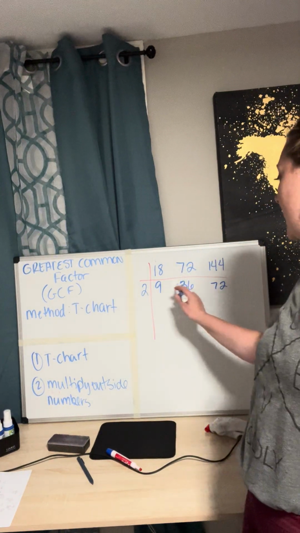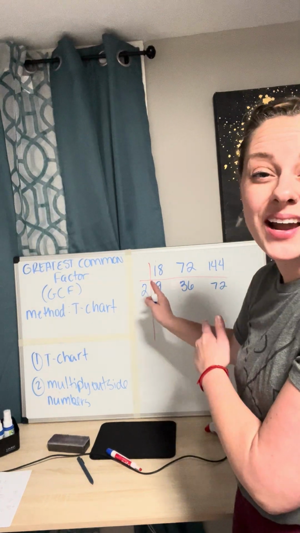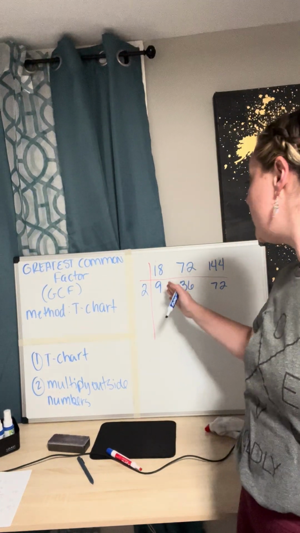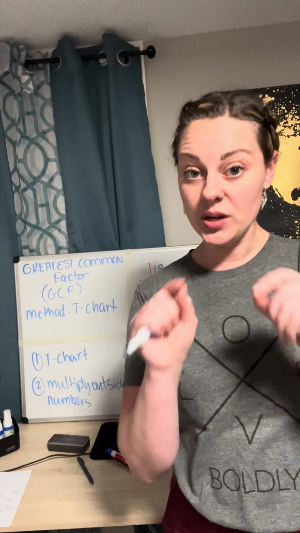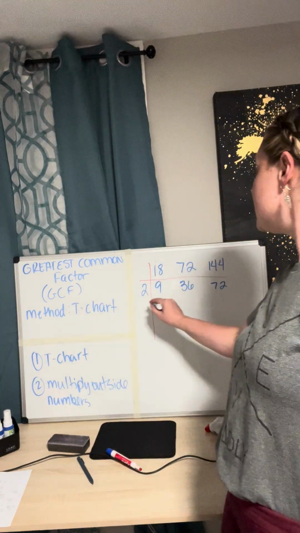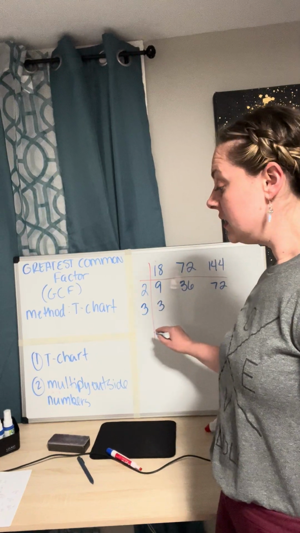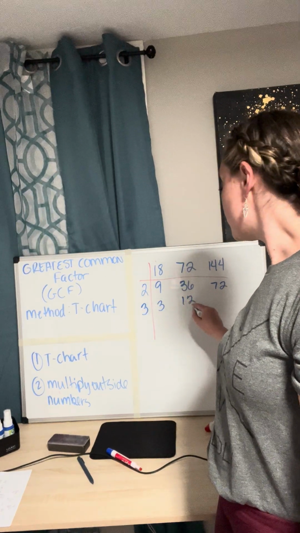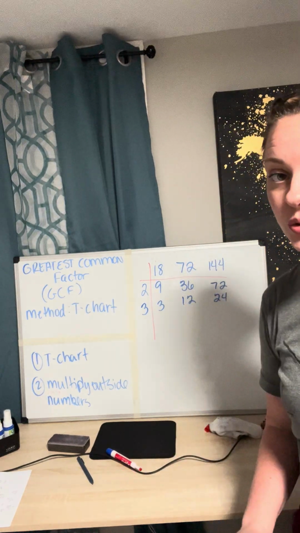All right, 9, 36, and 72. Think about 9. The only numbers that can equal 9 are 3 and 9. We could pull out a 9, but I am going to show you there's more than one way to do this, and you'll get the same answer. So I'm going to take a 3 out. 3 times 3 is 9. 3 times 12 is 36. And 3 times 24 is 72.